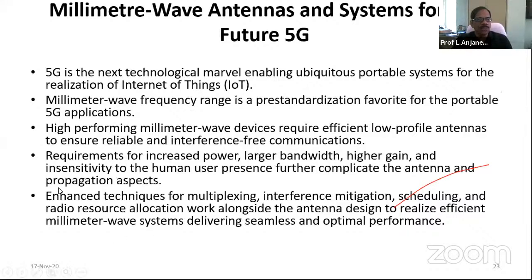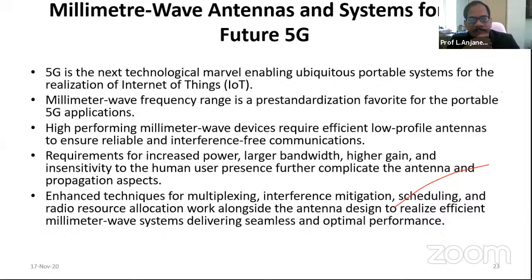So the millimeter wave frequency is a very pre-standardization favorite for portable 5G applications. That's the only reason why researchers are concentrating on designing antennas and other structures using millimeter wave frequencies, because fifth generation depends mainly on millimeter wave frequencies. That's why it is called a pre-standardization favorite for 5G application. That is one important point that we should understand here.